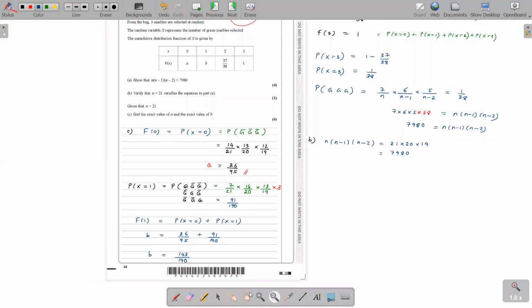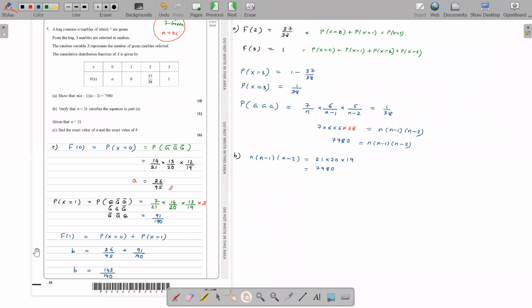Okay, so this is the end of the paper. I hope all of you understood the concepts that we discussed.